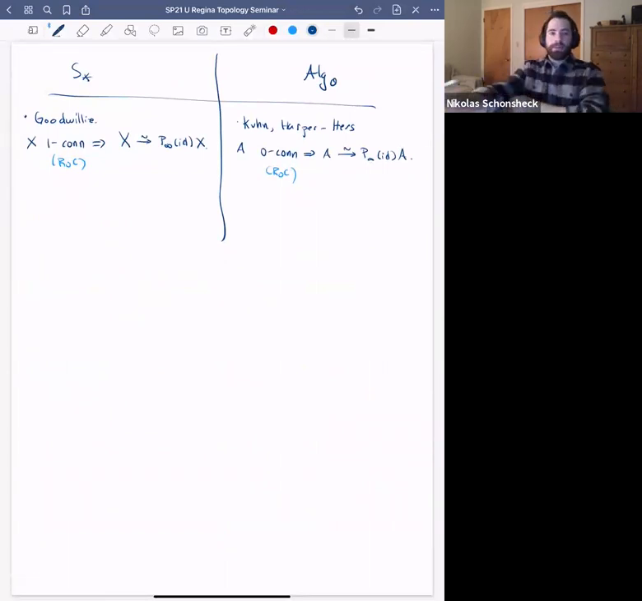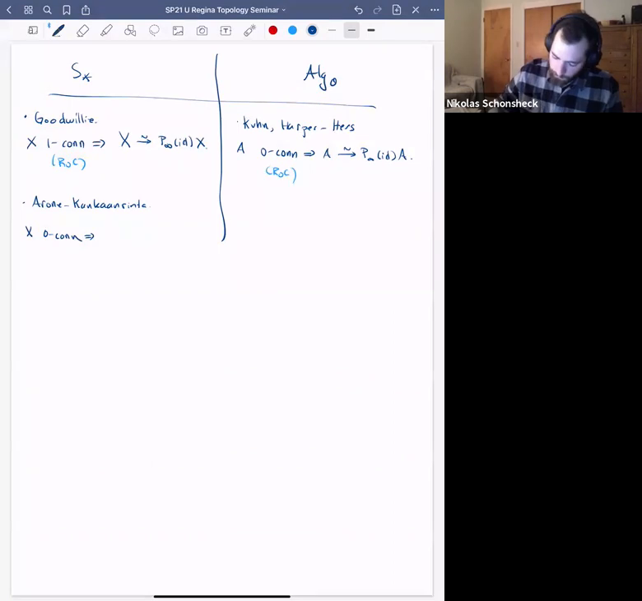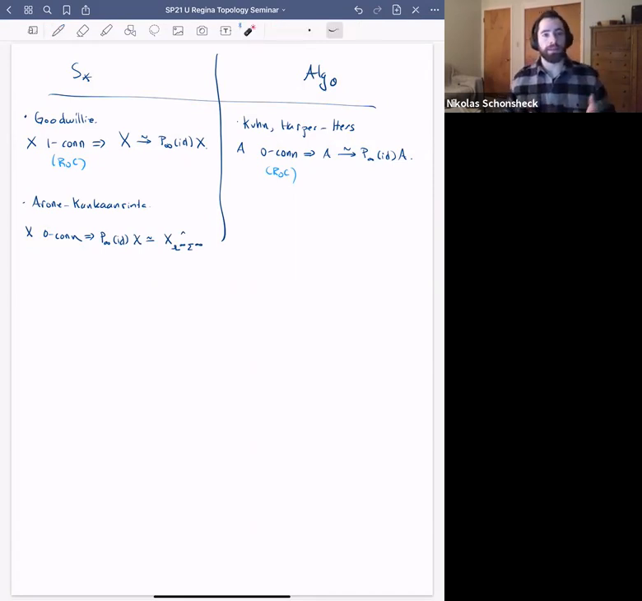Yeah, so can we say anything useful if the space is not one connected, for instance? And Arone and Kankaanrinta show that we can. They get a result for any zero connected space, so any path connected space. What they show is that in general, what the Taylor tower is converging to is the completion of X with respect to stabilization. So one way to interpret Goodwillie's result is that if a space is one connected, then it's weakly equivalent to its completion. So this is what the Taylor tower is always converging to, and then in the special case we get X back.